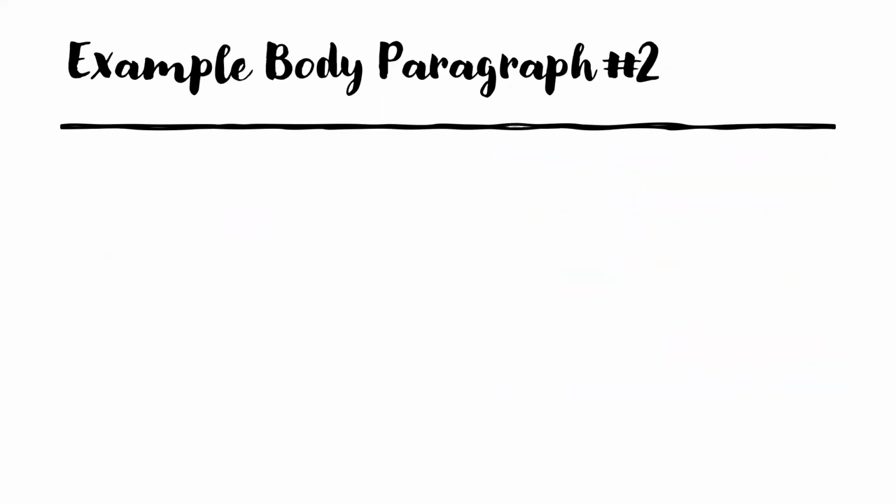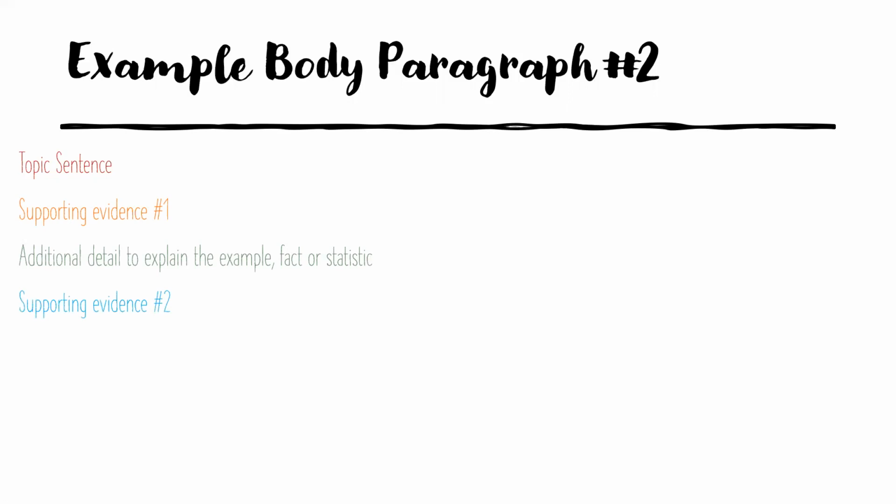So let's look at an example of a body paragraph 2. This body paragraph 2 is going to look a little different than our first one, but I'll talk about that in a second. It's going to have a topic sentence, supporting evidence, additional detail, supporting evidence. There will not be an additional detail after each one, and I'll show you why, and a concluding sentence.